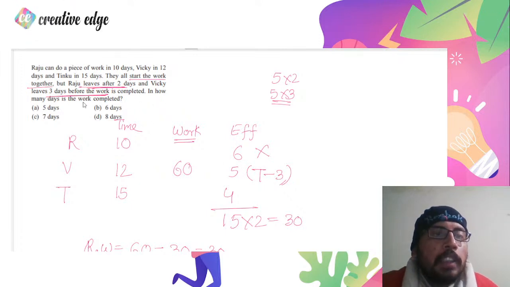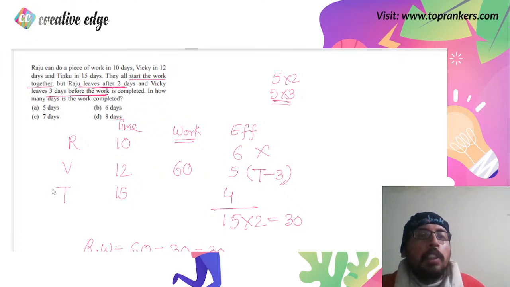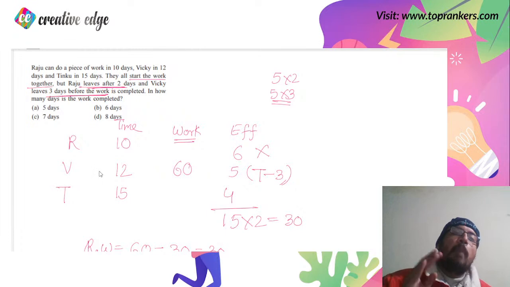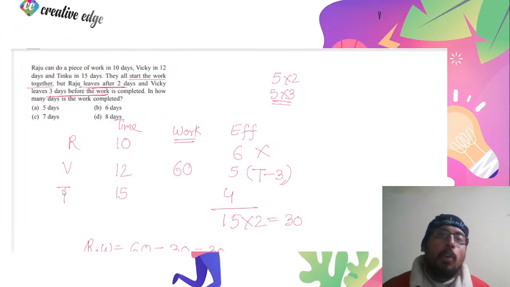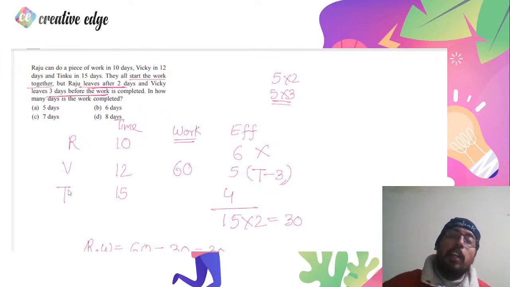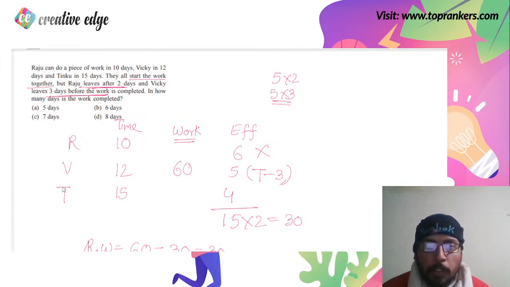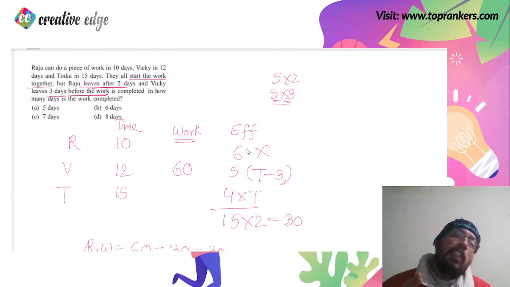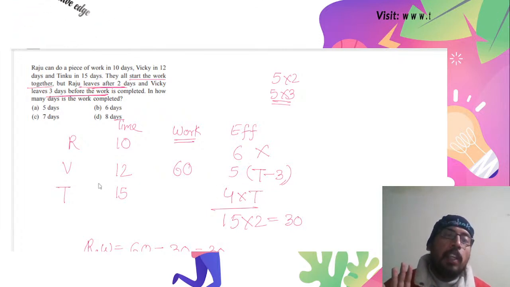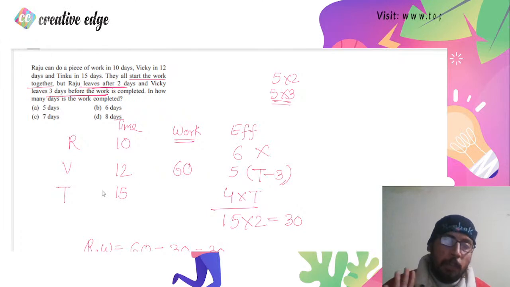In how many days is the work completed? Now there is no statement given about Tinku, so by default we consider that Tinku is the person who did not leave until the work was completed. So Tinku is the one who worked till last. That means Tinku worked for T days. T days are those days after Raju left, when Vicky and Tinku were remaining.